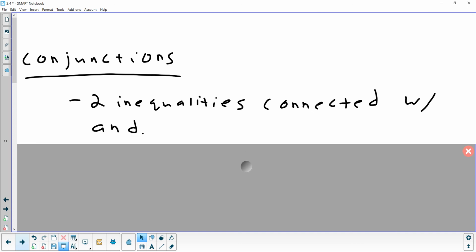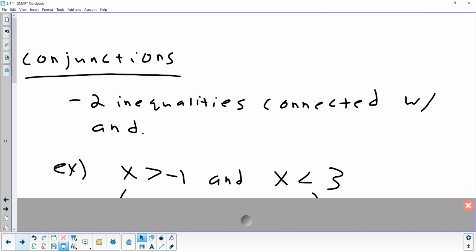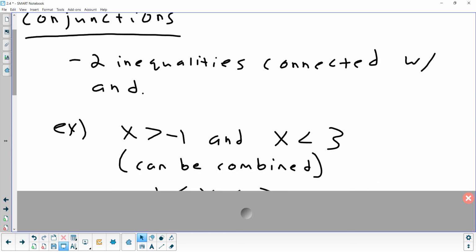So we can take two inequalities and combine them together, and then what we have is a conjunction, especially if we combine them with the word and. You can write out an inequality the long way with the word and, just like that, and this is called a conjunction. x is greater than -1 and x is less than 3. But a lot of times when we have a conjunction, we shorten it. We can rewrite that so that we don't have the word and. It's still there, but we don't have to write it. And that would look like this.